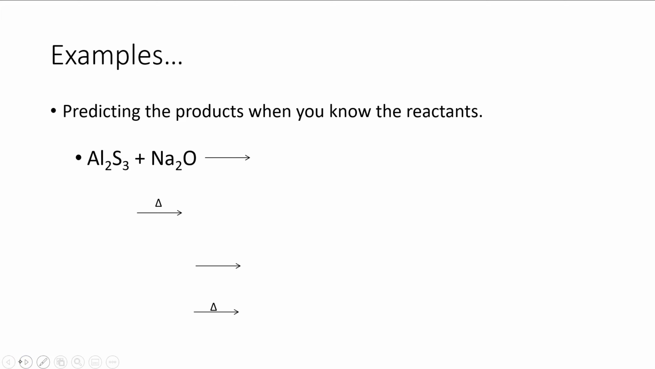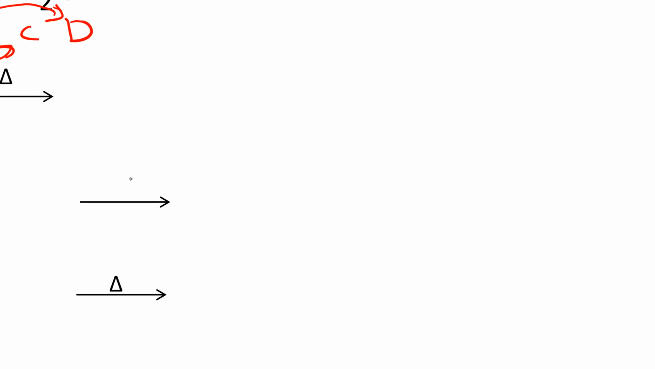So we have aluminum sulfide and sodium oxide, right? Now, to me, this looks like an AB plus CD. That's a double replacement reaction, okay? So that means we're going to switch the A and the C. We'll switch with the B, right? Well, they're swap partners essentially.